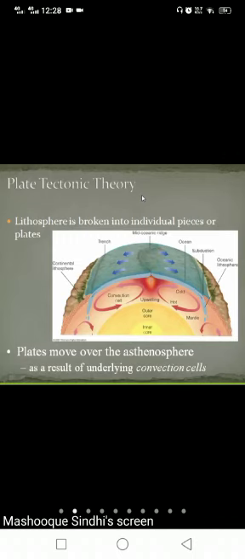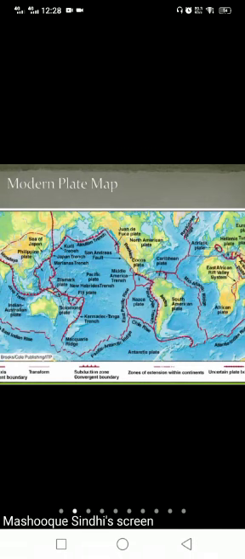And our next topic is plate tectonics. We will discuss this later in our next topic, plate tectonics. So this is all about our today's topic, the internal structure of Earth.